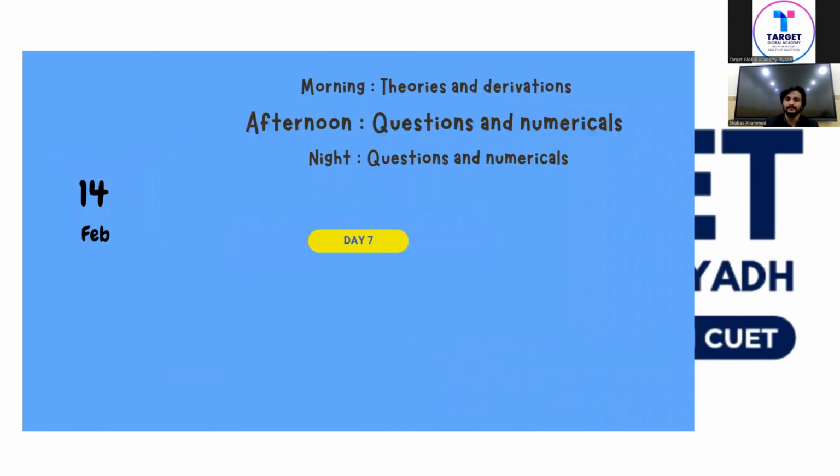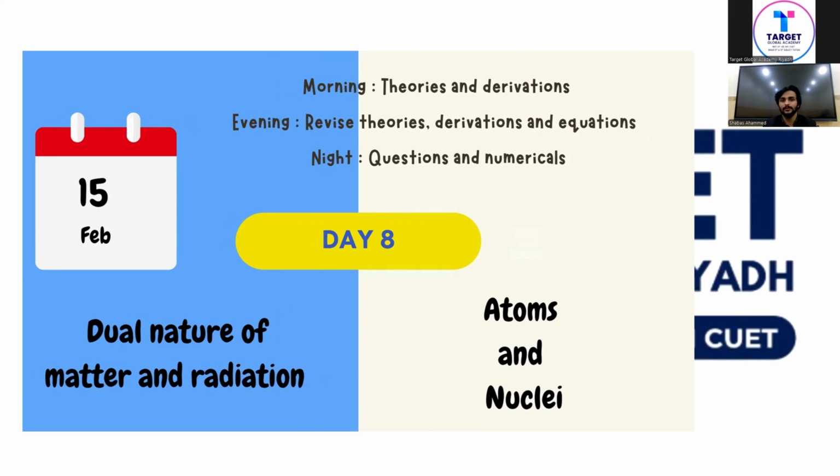Then on 15th February, day 8, we have dual nature of matter, atoms and nuclei. We are discussing 3 chapters, because these 3 chapters are very small. The number of equations and the number of concepts are very few. If you read it one time, you will understand that it's a simple chapter.